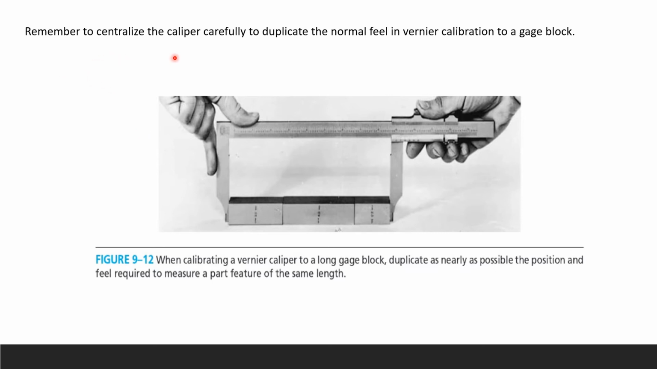Okay, so remember to centralize the caliper carefully to duplicate the normal field in vernier calibration to a gauge block. Here we have 1, 2, 3 gauge blocks we use as a standard. So this is a very long gauge block, and we are calibrating a vernier caliper in this example. The measuring gauge block has already been calibrated. We assume that. So your vernier has got to give you the exact measure of the length of your gauge blocks. If not, then your vernier is not very good. It has error in it.